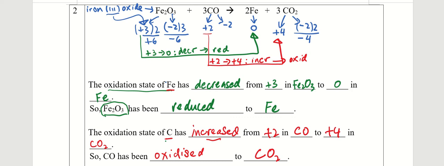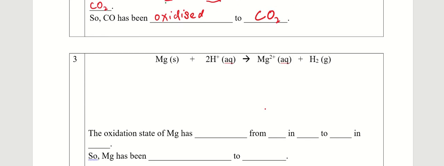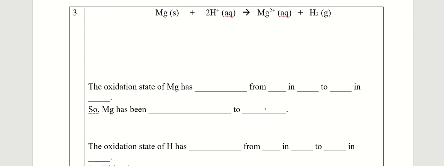Okay, let us do one last example and take a slightly different reaction. Now you notice that magnesium reacts with 2H plus to give you magnesium ions and hydrogen gas. Now this is actually the ionic equation for the reaction of a metal with an acid. So to determine which substance has been oxidized and which substance has been reduced, again we assign oxidation states first.